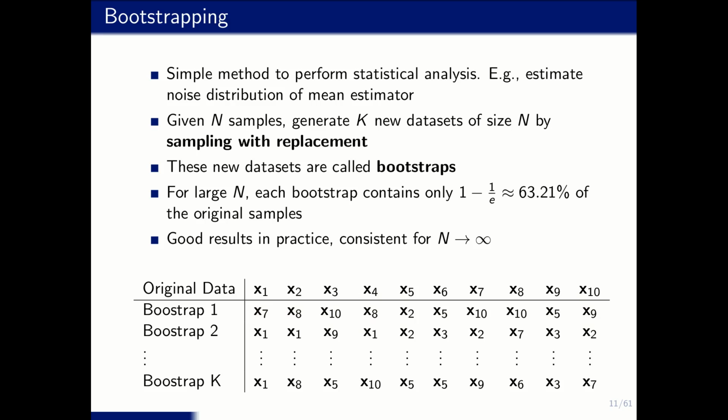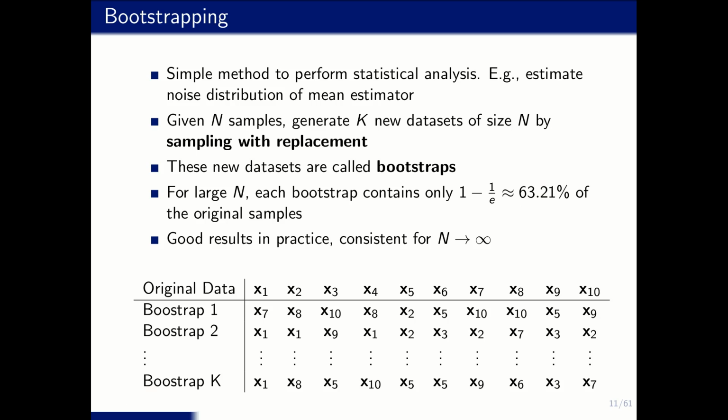We do this several times, in general k times, and we will get different bootstraps. All these will be different data sets, all of size n, the same size as the original data, and typically with replicas. Here x10 appears 3 times, and it can be shown that for large n, each of these artificial data sets, which we call a bootstrap, will typically contain 63% of the original sample. So we will have some variability.